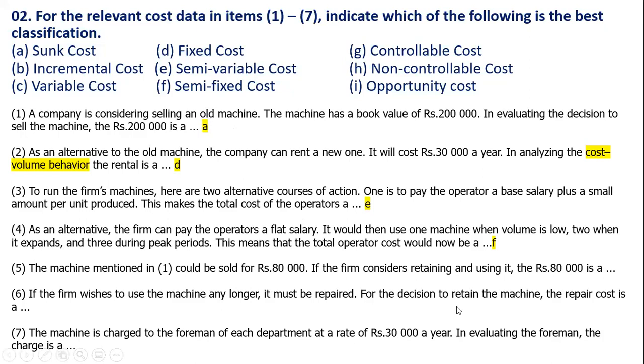If the firm considers retaining and using it. What is 80,000?